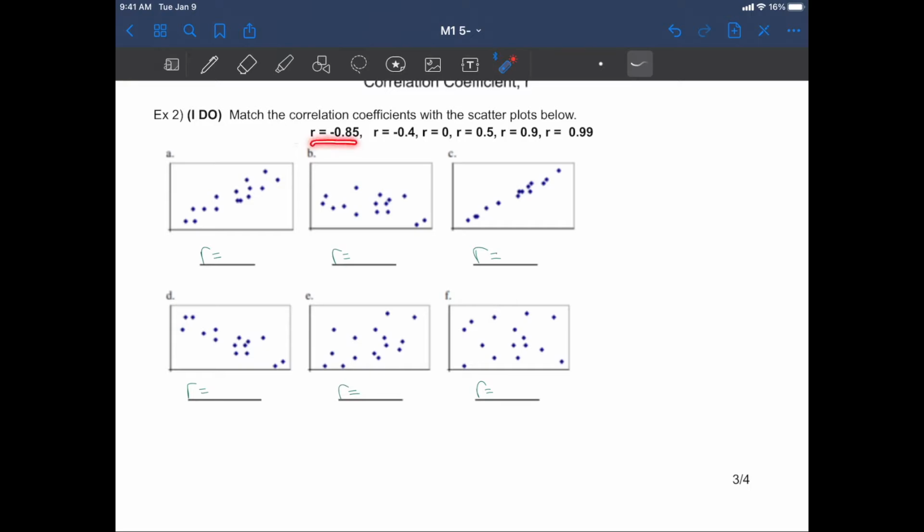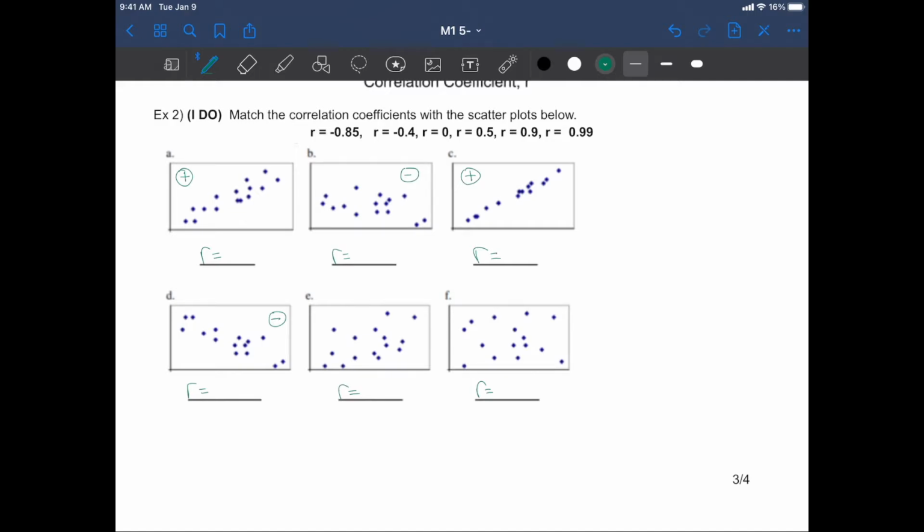All right, so I have these R values and I need to match them to the graphs A through F. And so what I'm going to do is pick out the strongest ones first. So the strongest correlation coefficient is a positive one, and it happens to be 0.99. So I'm going to look for a super strong positive correlation. So this one has a positive correlation. In fact, I'm going to make notes for myself. This is positive. This looks negative. This is positive. This is negative. And then I don't know, this kind of looks positive for E, and F doesn't look positive at all.